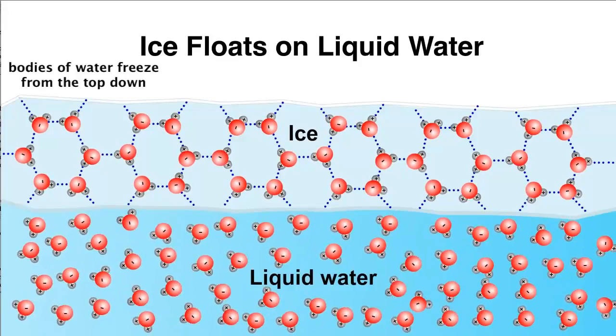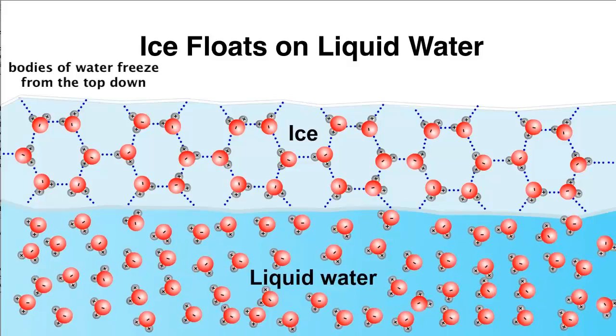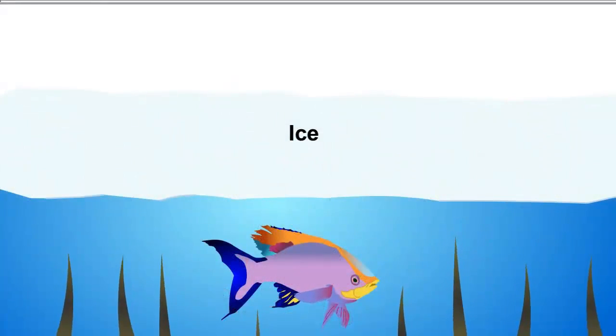The ice on the surface acts as an insulator to protect the water below from freezing. This protects organisms so they can survive the winter.